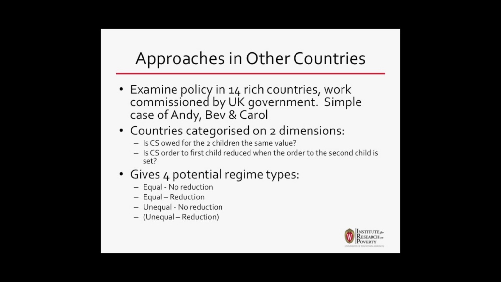It's work that was commissioned by the UK government, so the countries are mostly either Anglo or European countries. It's the simple case of Andy, Bev, and Carol embedded in the midst of all kinds of other things. And the paper categorizes countries just in the Andy, Bev, and Carol case. So, is child support owed for the two children the same amount? And is child support order to the first child reduced when the order to the second child is set? And that gives us 4 potential types, right?